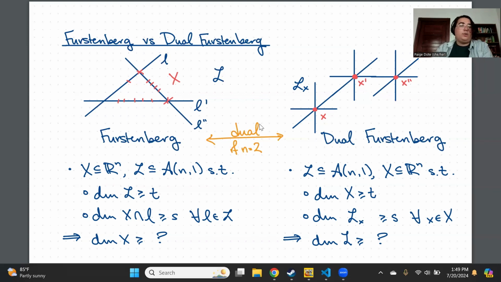So this is why in 2 dimensions, Orponen, Shmerkin, and Wang didn't need to use dual Furstenberg set results of myself, Yu Fu, and Kevin Ren. They instead could just appeal to Furstenberg set estimates in the plane. That said, in higher dimensions, this duality doesn't quite hold.